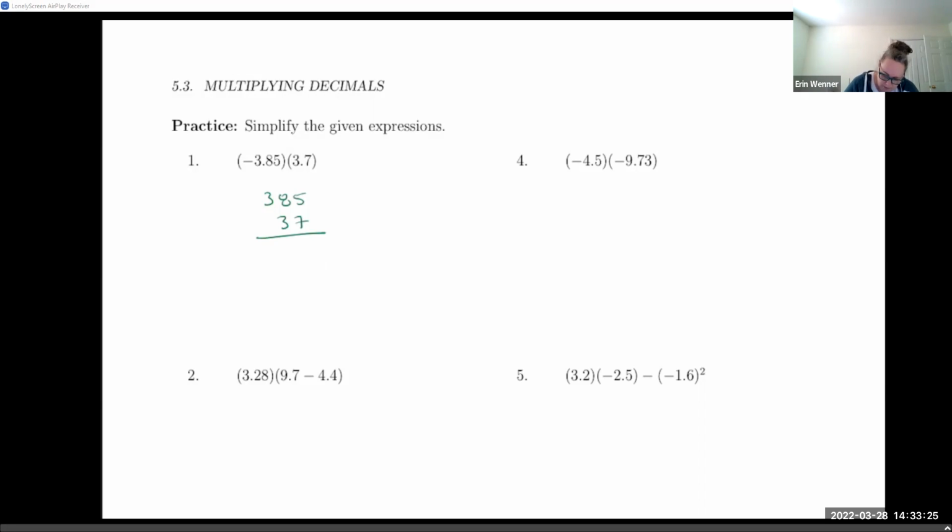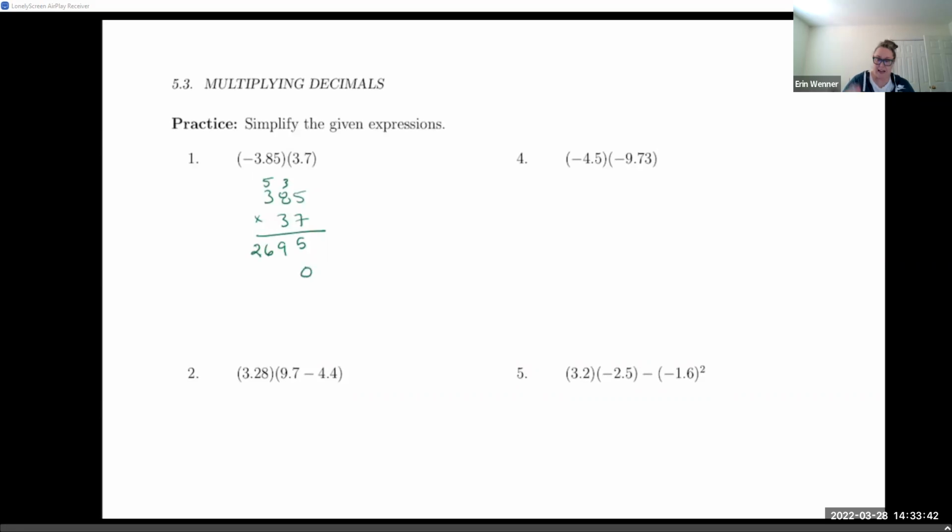So 7 times 5 is 35. We'll carry our 3. 7 times 8 is 56. Plus 3 is 59. Carry the 5. 7 times 3 is 21. Plus 5 is 26. We'll put a 0 because now we're moving to the 3, which is in the tens position.